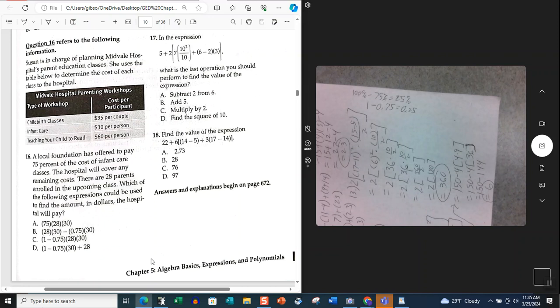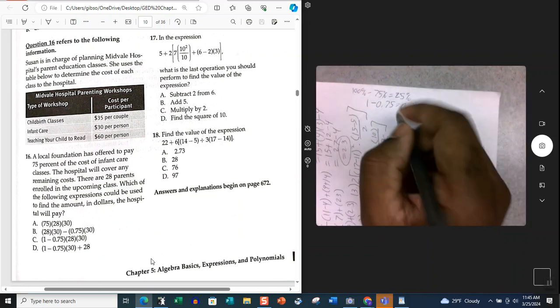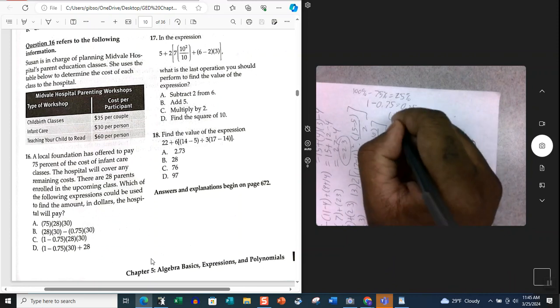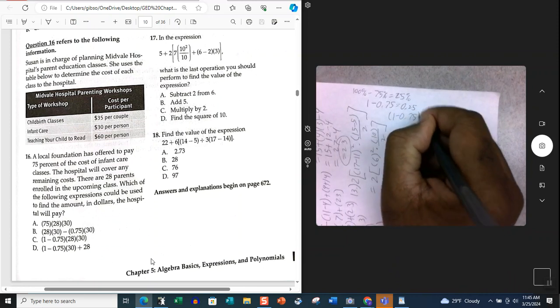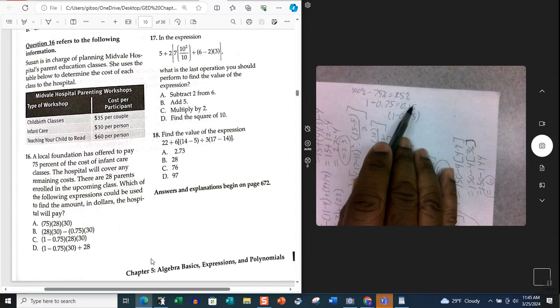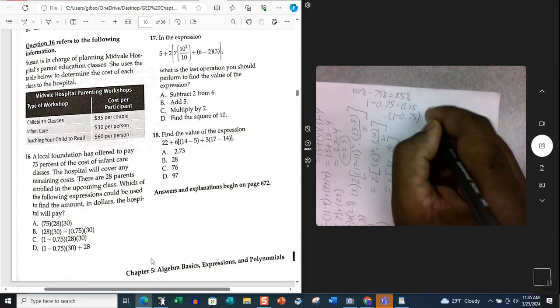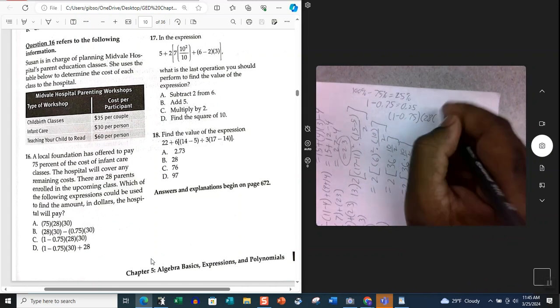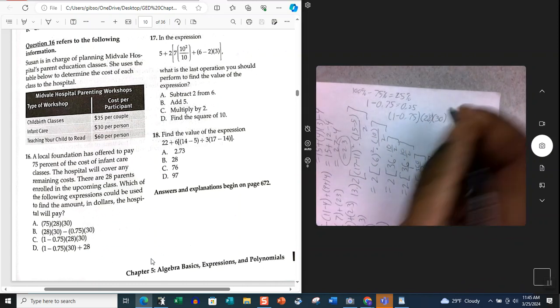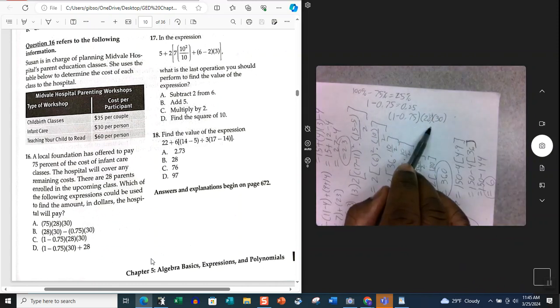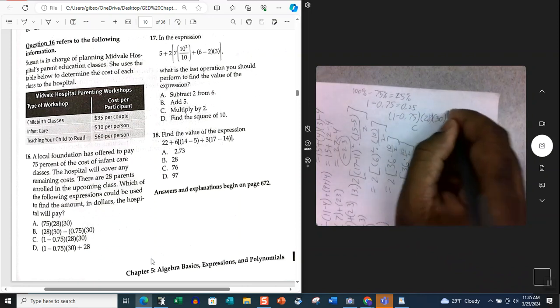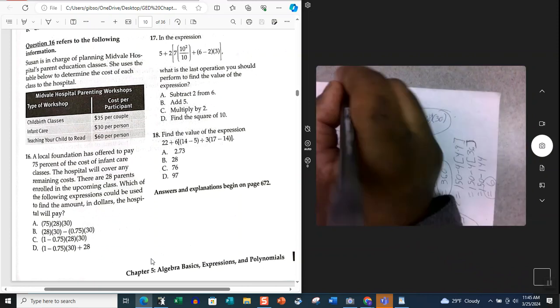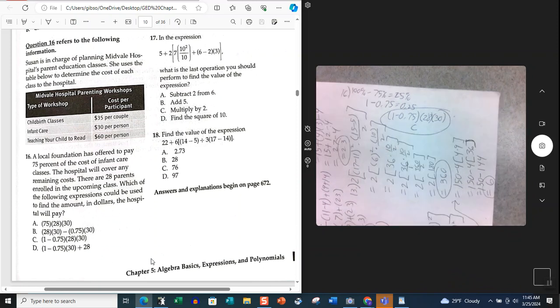So now, if you look here, they're asking how much the hospital is going to pay. The hospital is going to pay 1 minus 0.75, which is 0.25. And then we would have to multiply that by the 28 people and then the $30 per class. So that would actually be C. So your answer here for problem 16 would be C.